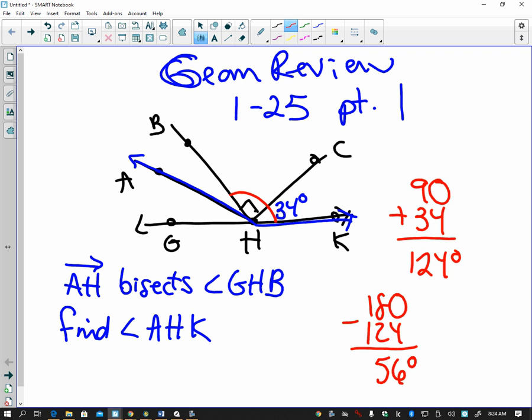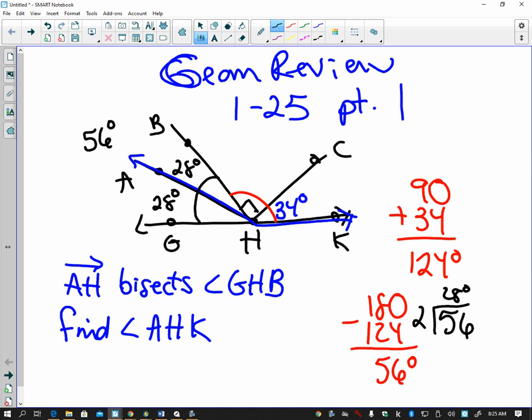Now, what is 56 degrees? GHB. So GHB is 56 degrees. Take 56 and divide it by 2 because, why divide by 2? How do I know that I'm dividing by 2 here? Because AH bisects it into 2 equal things. So what's 56 divided by 2? 28 degrees. So AHB is 28 degrees, and GHA is 28 degrees.